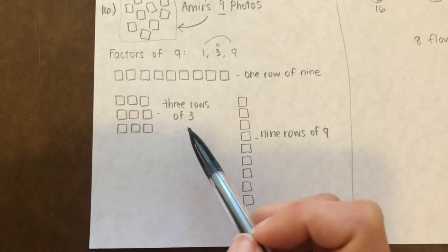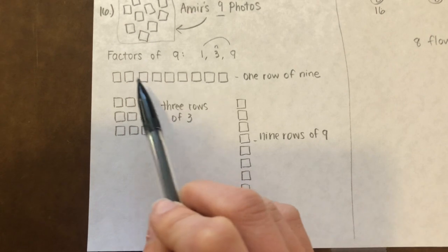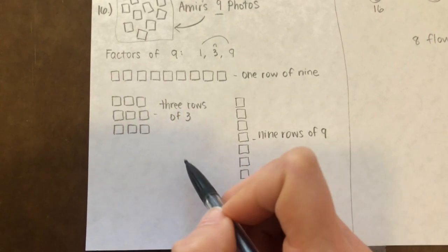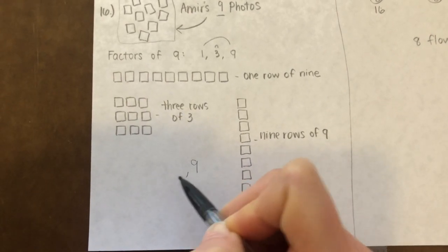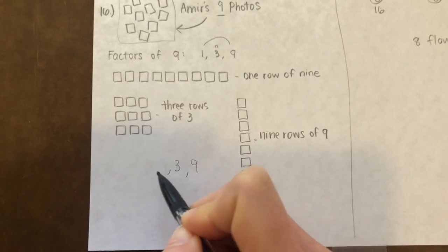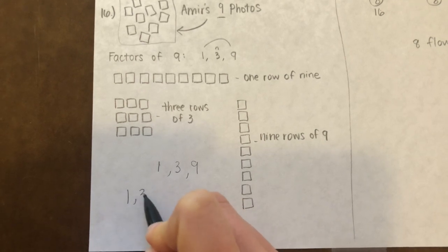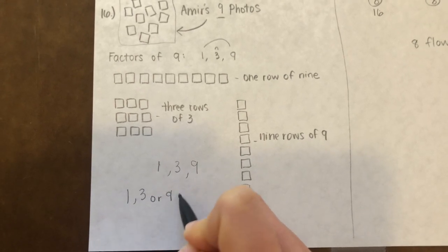So the answer to the question is, how many photos could be in each row? Well, let's look here. Here in this row, we can have 1 row of 9. We could have 3 rows of 3, or we could have 9 rows of 1. So the answer is 1, 3, or 9 photos.